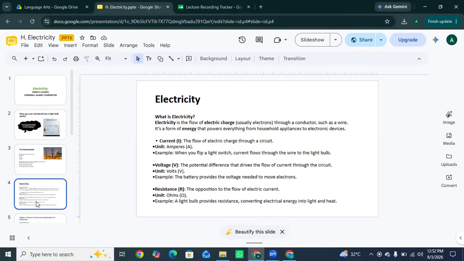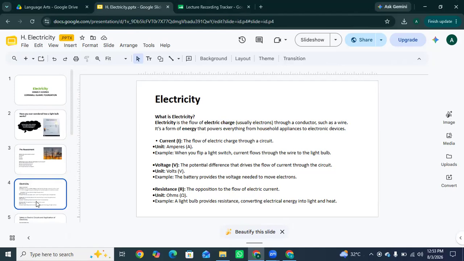Okay, so current, I, is the flow of electric charge through a circuit. Its unit is ampere. For example, when you flip a light switch, current flows through the wire to the light bulb. So current is basically the rate at which electric charge flows, and its unit is ampere, which is A. Think of it like the volume of water flowing through a hose.